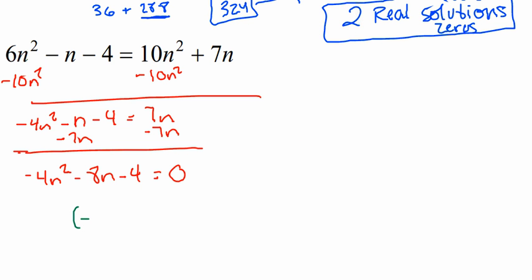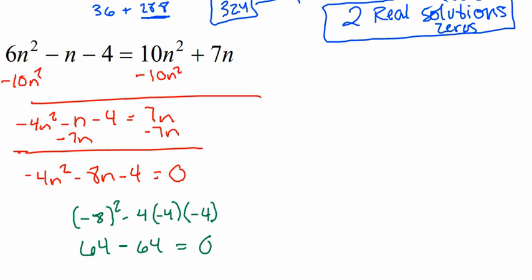But let's do b squared minus 4 times a times c. So remember, when you square a negative, it's still positive. And then negative times a negative is a positive, but then times a negative again makes it negative. So 16 times 4 is 64. That equals 0. So that is the discriminant. That's the part underneath the square root.